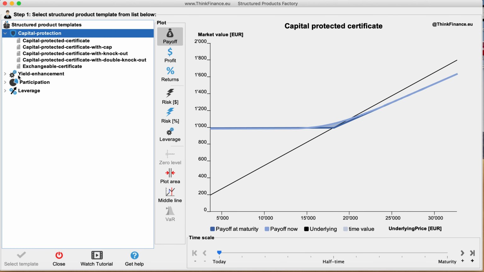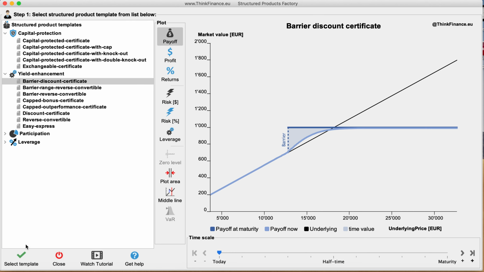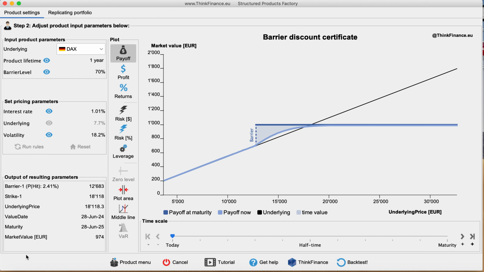Going back to the menu, let's take a look at the barrier discount certificate. Now, the barrier discount certificate has a concave payoff. So concave is the flip side of a convex payoff. It's kind of the opposite. And what we can see here, typical for concave payoffs, they have negative time value, which is the light shaded area here, which means as time elapses towards maturity, time works in my favor.